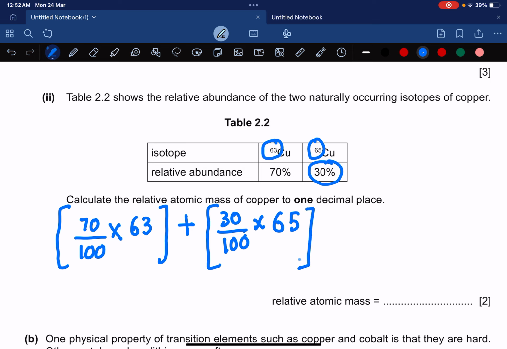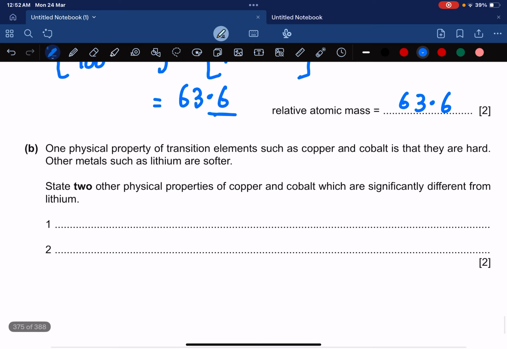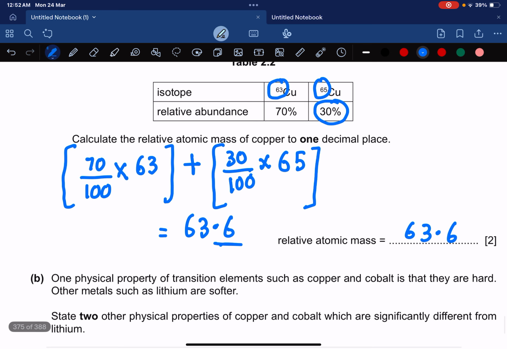And now you just solve it on your calculator and get your answer, and the answer you're going to get is 63.6. So the relative atomic mass to 1 decimal place is 63.6. Okay, let's move on. That's very simple. You just need to write the percentage and multiply it with the mass number.